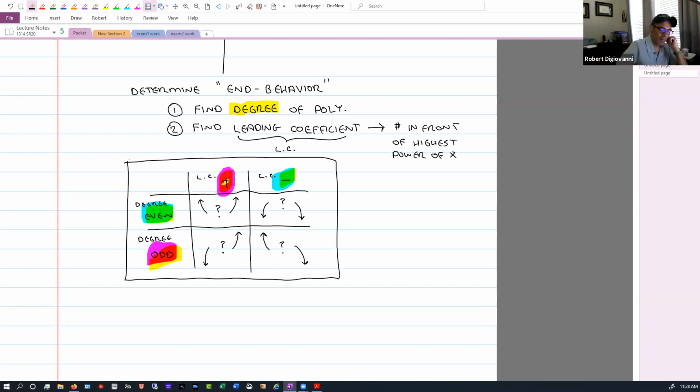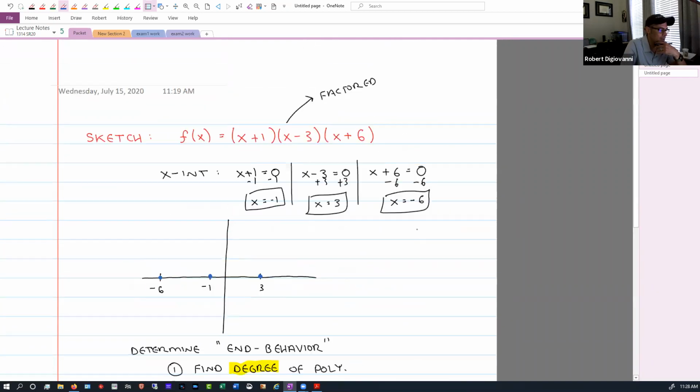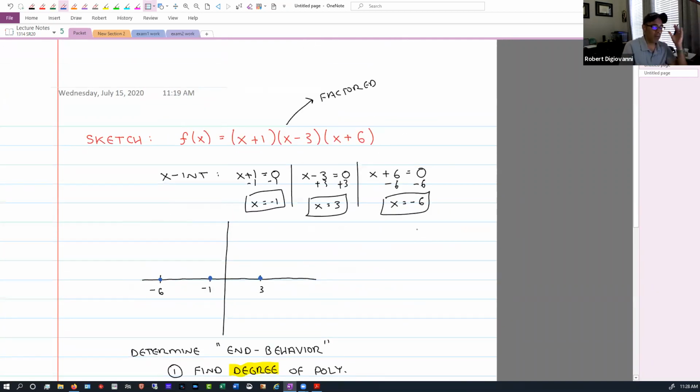All right, so for the problem that we were just looking at, let's see if we can do this. And by the way, I should tell you that this whole thing that we're doing here is called the leading coefficient test. It's a test that we run to determine the end behavior of the polynomial. Okay, so back up here. We already know where this thing hit the x-axis. We know that, but we didn't know anything else.